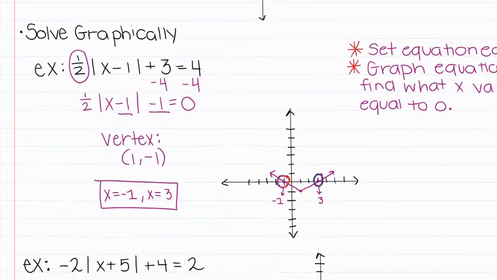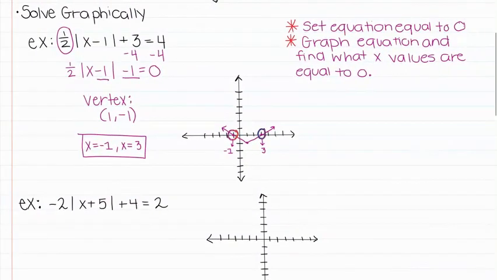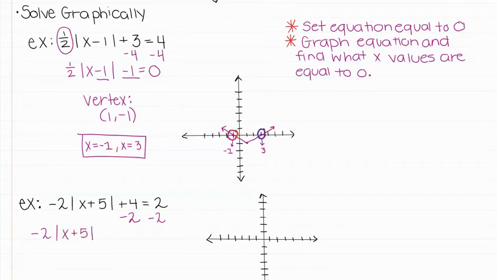Now let's do another one together to hopefully solidify this. So we are going to start the same exact way. We have -2 times the absolute value of x plus 5 plus 4 equals 2. And we want to set it equal to 0 based on those red stars that we have up above. So to do that, I need to subtract this 2 from both sides. So then we would have -2 times the absolute value of x plus 5, and 4 minus 2 is 2, and this is all equal to 0.